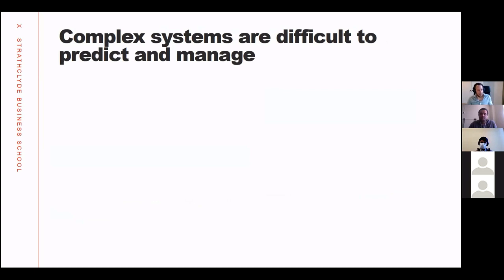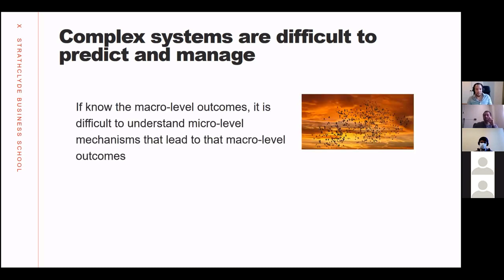As you might imagine, though, in that specific case, and in other cases, complex systems are difficult to predict and manage. So if we know the macro level outcomes, it is often difficult to understand the micro level mechanisms that lead to that macro level outcome. All right, so in the birds example, we knew our macro level outcomes, but still getting to the specific rules at the individual level that lead to that macro level outcome is something that is difficult to do. But it is an area where agent-based models can help us understand more.